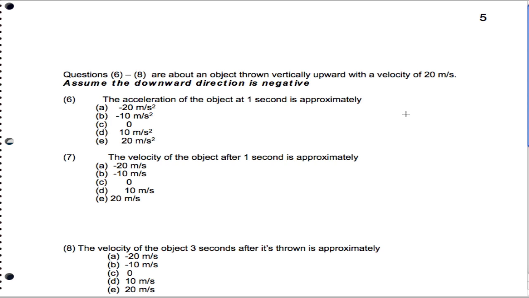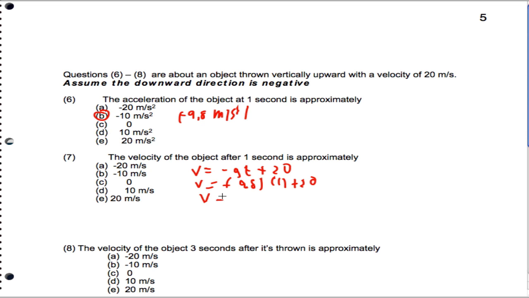Now, here, let's assume downward direction is negative and answer some questions. So, I throw something vertically upward with a velocity of 20 meters per second. The acceleration is going to be about negative 10 meters per second squared. Again, that's 9.8 meters per second squared, really. Now, the velocity of the object after 1 second, let's go ahead and do that. So we have v equals negative gt plus v naught, which is 20. So we have v equals negative 9.8 times 1 plus 20. That gives me v equals about 10 meters per second. So that is, in fact, choice D.